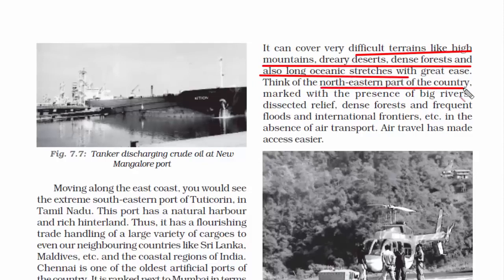The northeastern part of the country is an ideal place to travel in a helicopter because the geographical feature consists of a big river, we are talking about Brahmaputra, then dissected relief, dense forest, and frequent floods and international frontiers. So these are some major challenges that lie in front of transport industry. Therefore, air travel has made access easier.